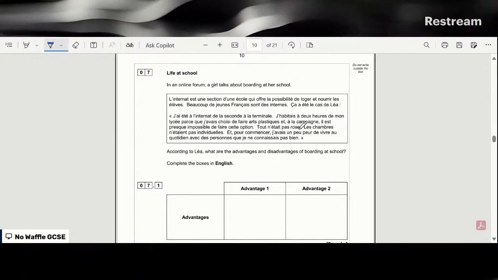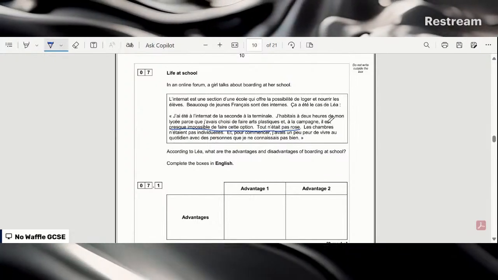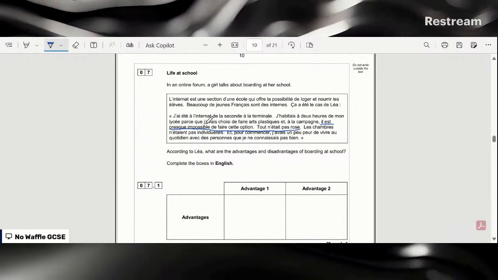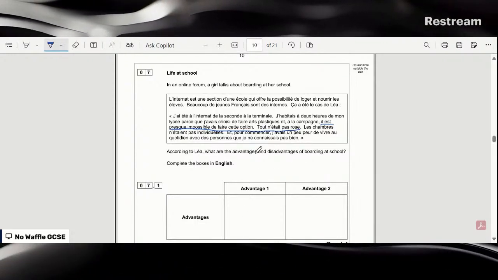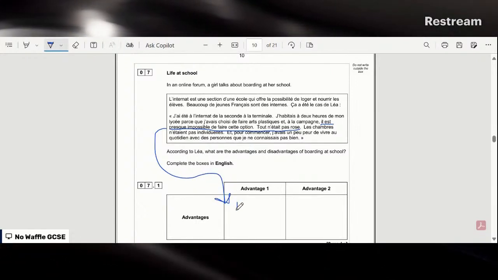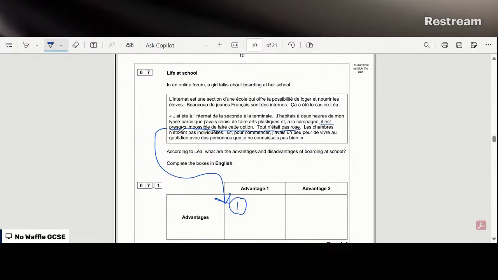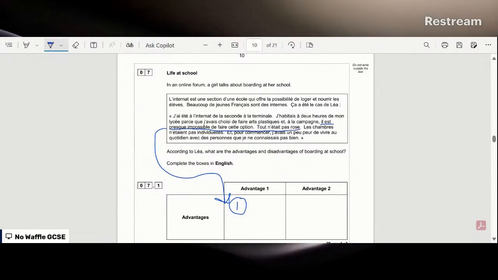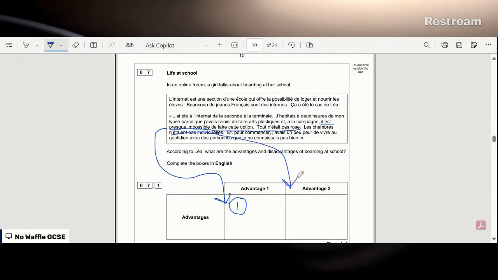So, tout n'était pas rose. So what she's saying here is that il est presque impossible, almost impossible, to choose this option nowhere else. So that's actually an advantage that she's able to do the subject she wants. So we've got one advantage there. La chambre n'était pas individuelle. So that seems to be a disadvantage. The rooms aren't individual. You have to share them.